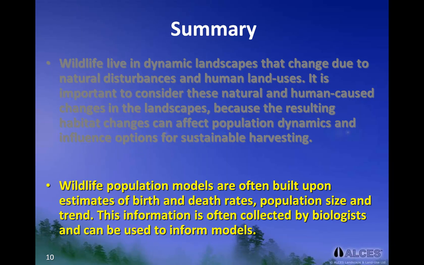Secondly, wildlife population models are often built upon estimates of birth and death rates, population size, and trend. This information is often collected by biologists and can be used to inform models. Indeed, input from area biologists and local users is critically important for evaluating and confirming modeling results, especially when models are used to help evaluate management options.